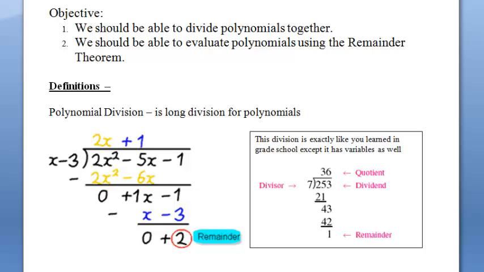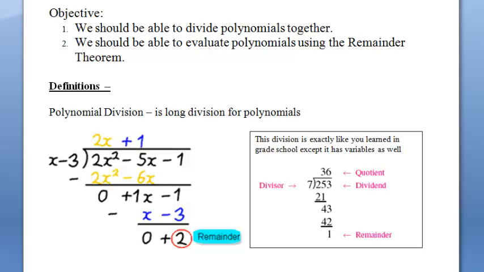So we could do the same thing over here. With the polynomials, my answer is 2x plus 1 with a remainder of 2. Well, how do I handle the remainder? I could just write it as a fraction: 2x plus 1 plus 2 over x minus 3. I know that's a little tricky and a little weird, but it's pretty much the same thing that you learned in grade school when you learned how to do long division. It's the same idea.